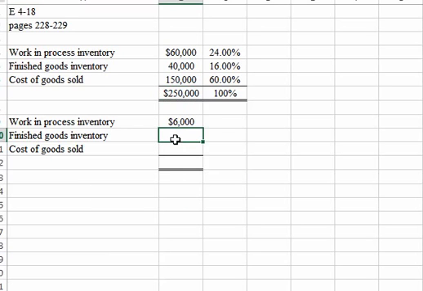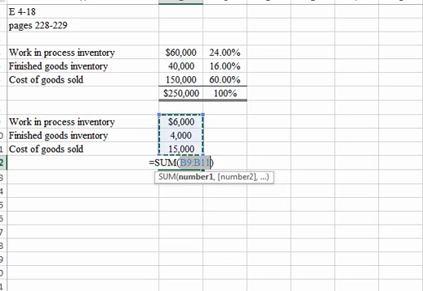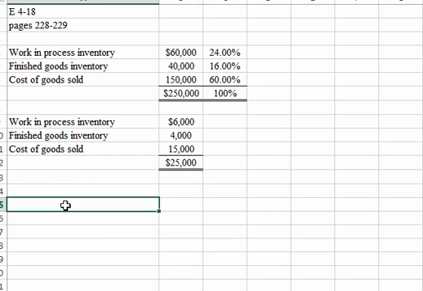Okay, for finished goods, it will again be equal to the underapplied overhead, $25,000 that needs to be spread between these three accounts, times the finished goods percentage, and then the $25,000 times the cost of goods sold percentage. That's $15,000, so we get a total that should come back to $25,000, and it does. Okay, so then I'm going to make the journal entry here. I'll use this as my debit column, this is my credit column.